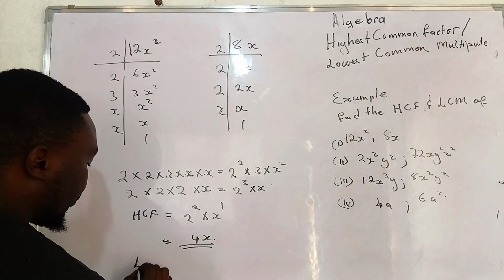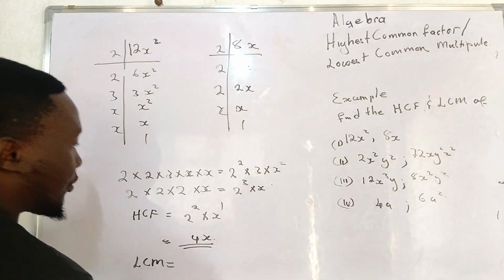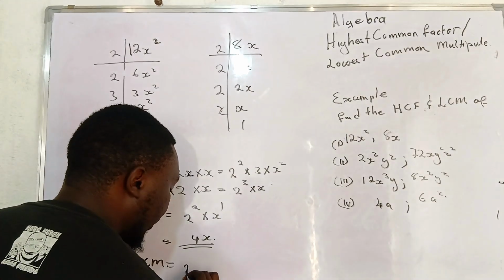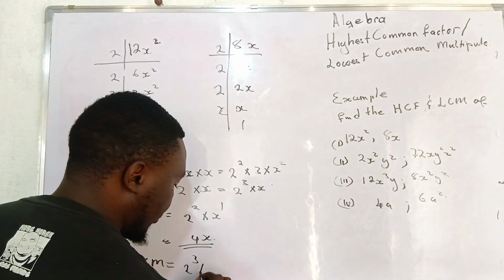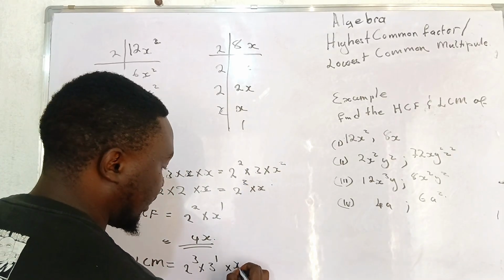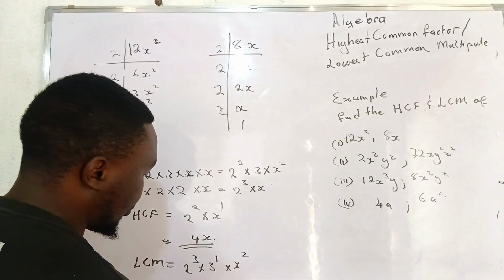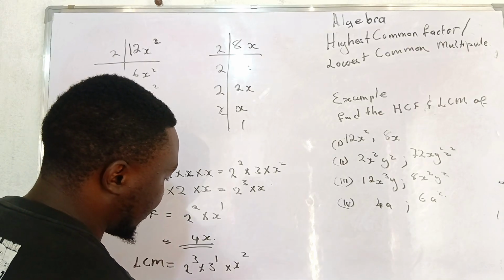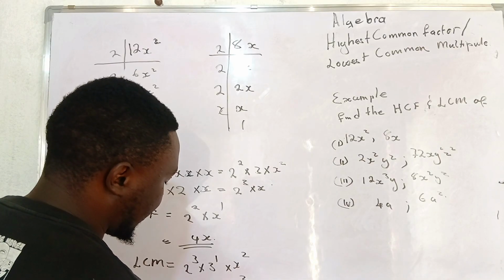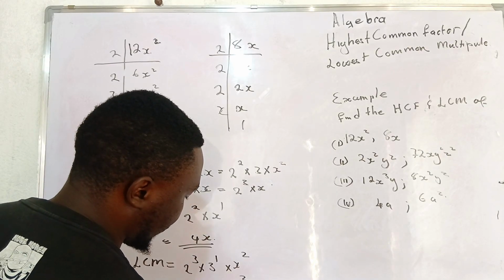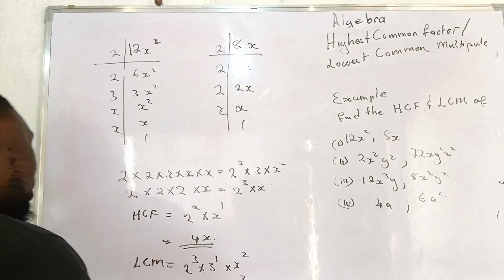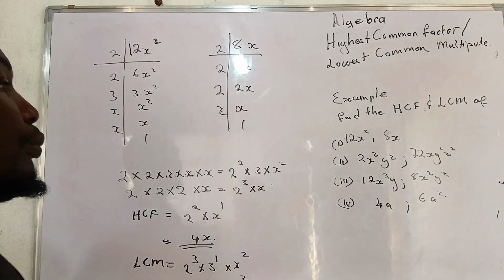Lowest common multiple. Lowest common multiple of 2: take the common base at the highest power. 2 to the power 3, multiplied by 3 to the power 1, multiplied by x to the power 2. That's going to give 8 times 3, which is 8, 16, 24. So 24x². This is the lowest common multiple.